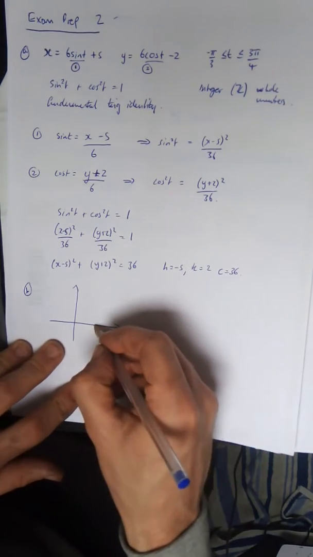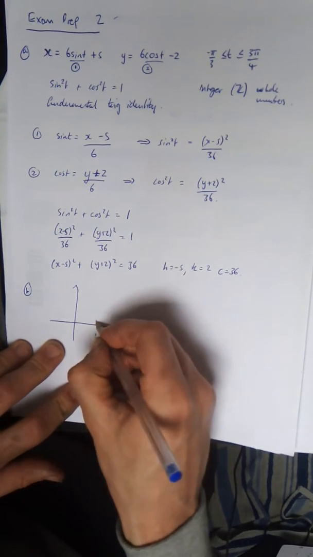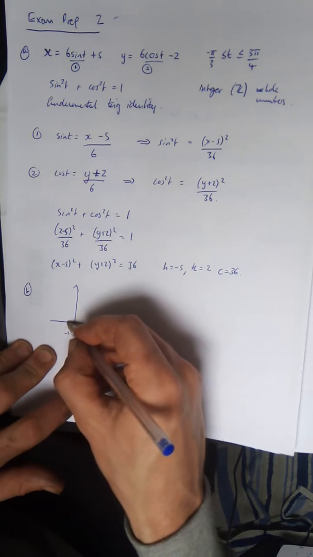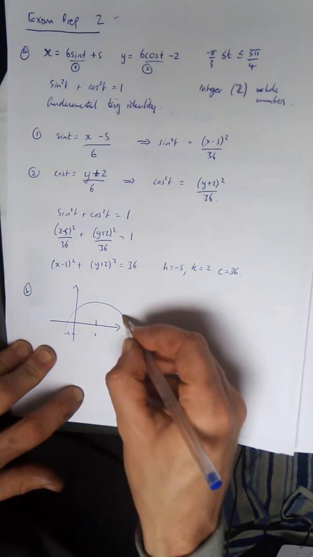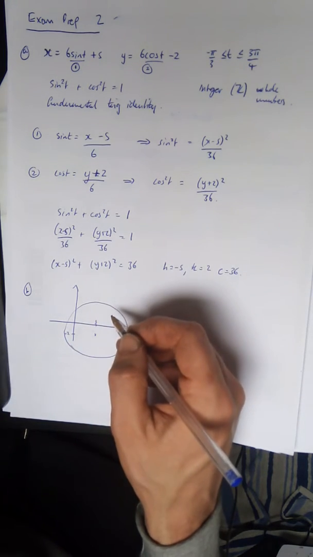So it's going to have a centre at 5, minus 2. So that's 5, and that's minus 2. So it's not tangential of a circle. It's going to cut all the axes. It's got a radius 6. So it looks like now.